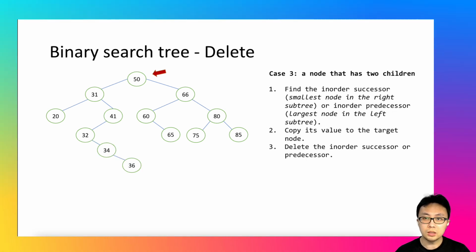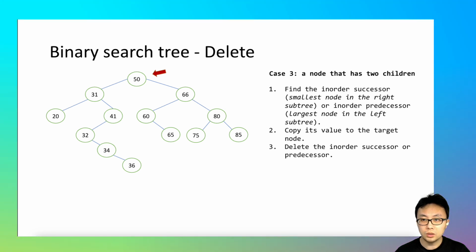What about case 3? Case 3 is the most complex one in comparison. When the target node to delete has two children, you have a case 3. How do you do it? First, you will find a replacement value. Where does that value come from? Either the smallest node in its right subtree or the largest node in its left subtree.